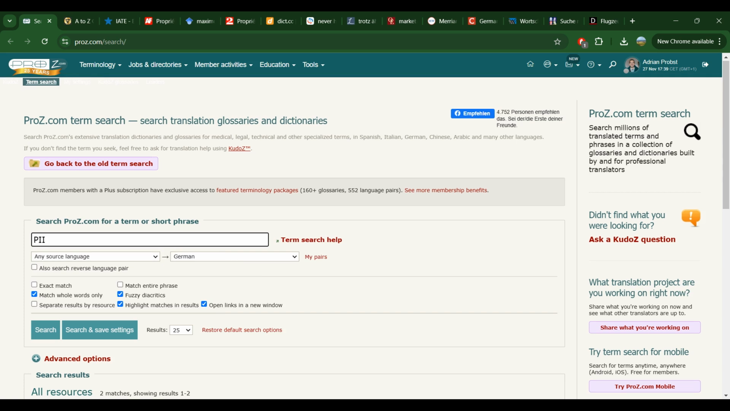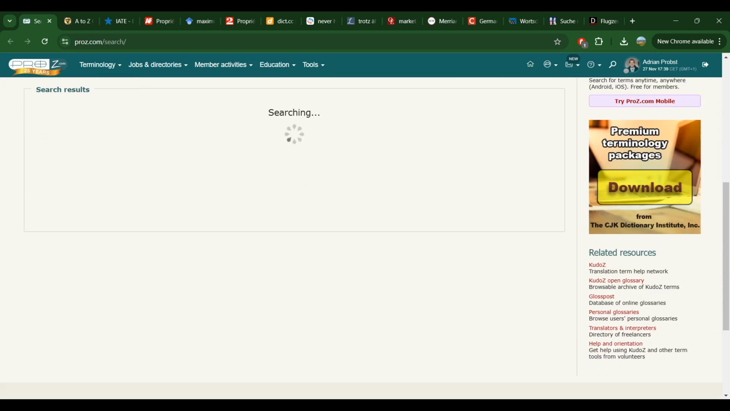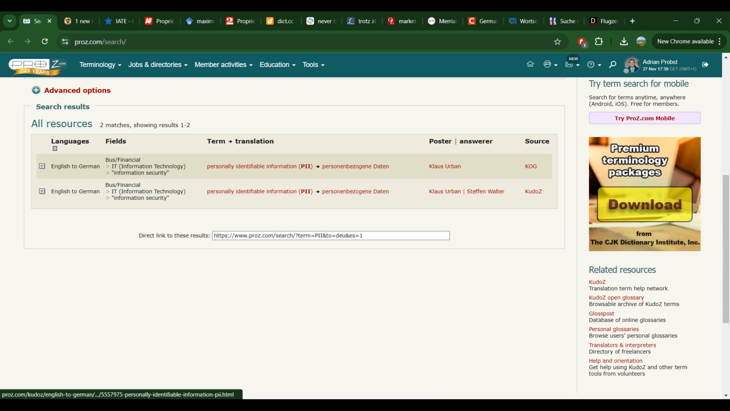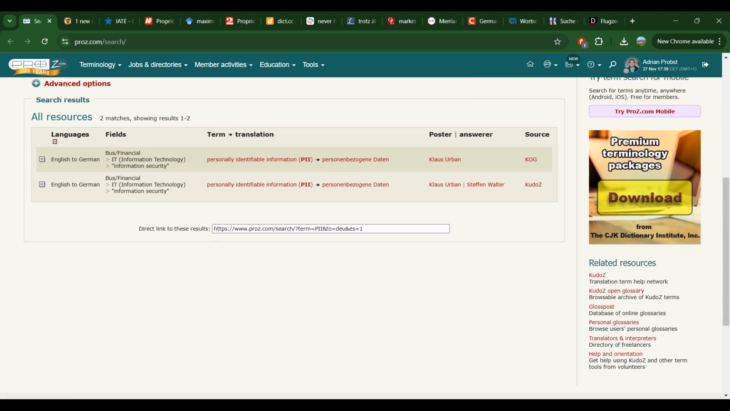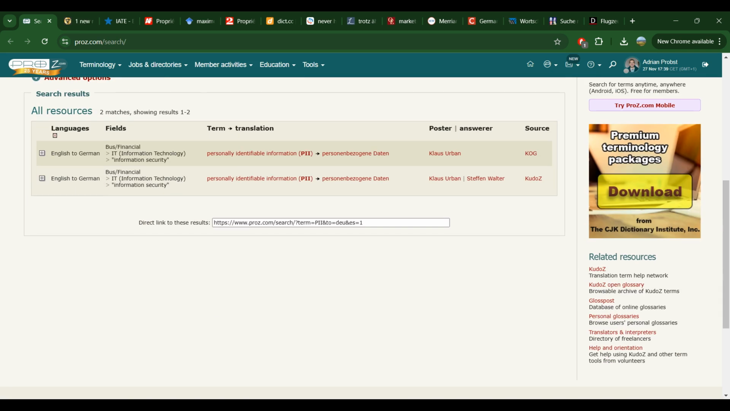I also like the term search from ProZ. Recently I looked up PII, which should be personally identifiable information. I wanted to check what that means in German, and it's apparently personenbezogene Daten and not persönliche Daten, which was in the text, so I could change it and base it on the IT context. Of course, this is all done by users, so you can't trust it fully, you just need to do additional research, but it's definitely a nice starting point.